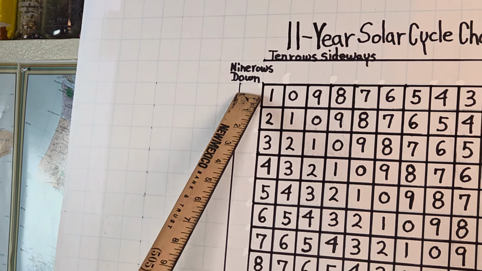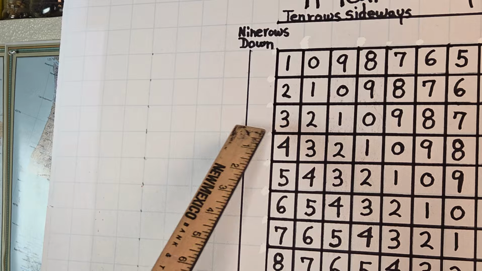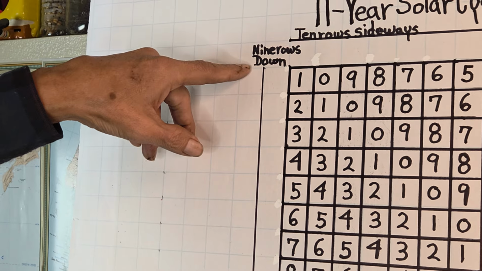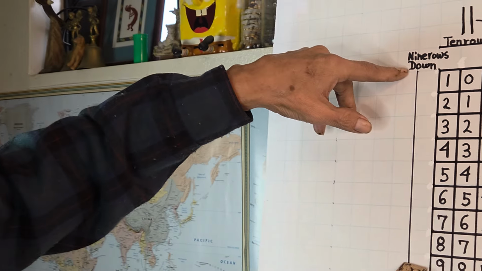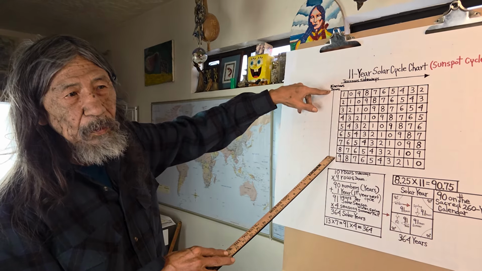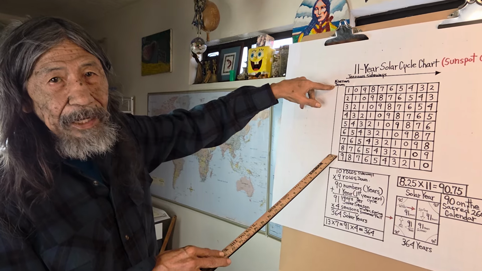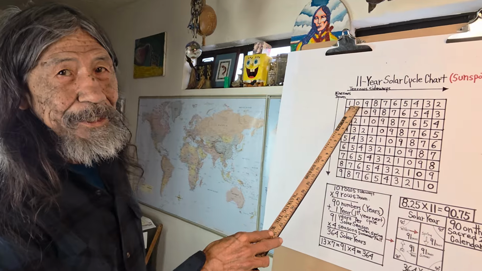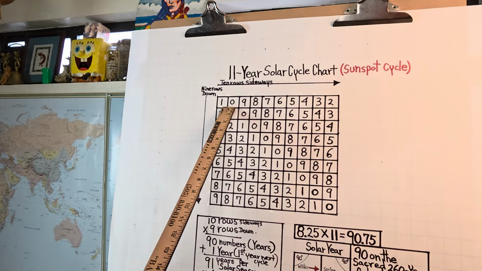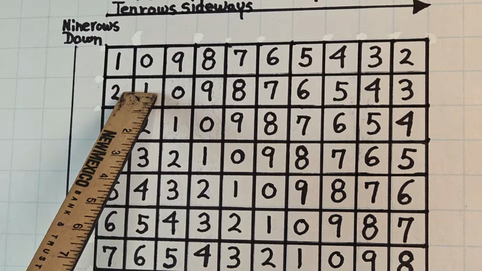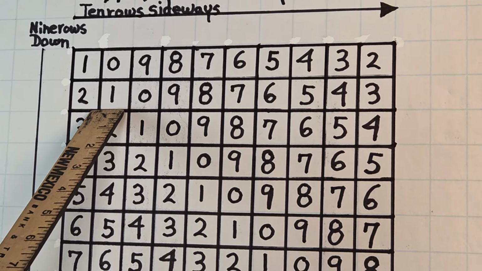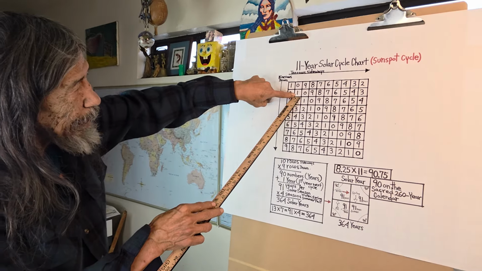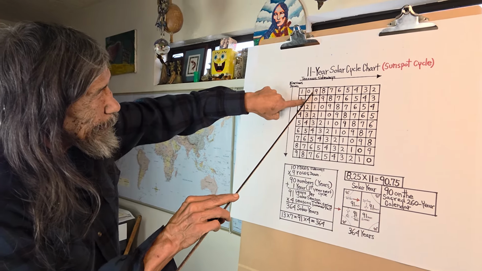In other words, 1 year, 2 years, 3 years, 4 years, 5 years, 6 years, 7 years, 8 years, 9 years. See? 9 years for the one row going down. Now, what did I say was the number for the solar cycle? 11. So we're at 9 years, 10 years, second row. And guess what the first one is? 11. That is 11 right there, which is the beginning of the next solar cycle.